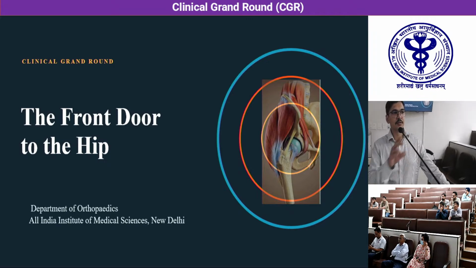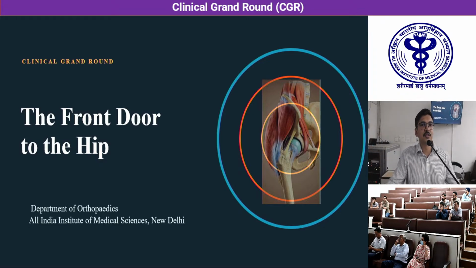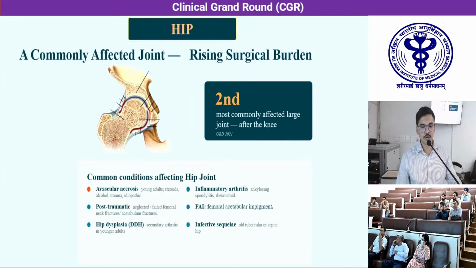I am Vikrant Manhas, Additional Professor, Department of Orthopaedics, and you will all agree with me that for a surgical procedure of any deep organ or any joint, we need to go through healthy tissue. And the injury to that healthy tissue defines the overall recovery pattern of the patient, irrespective of disease. So with this context, I want to go through today's topic, which is the front door to the hip.